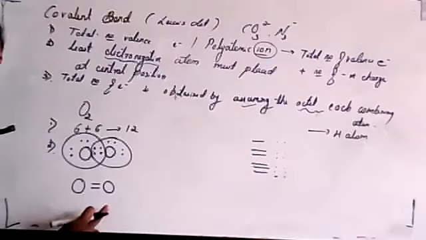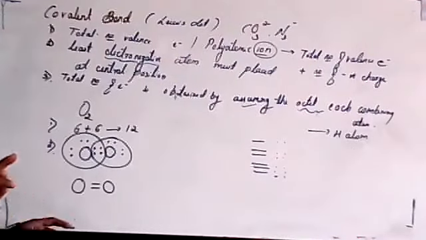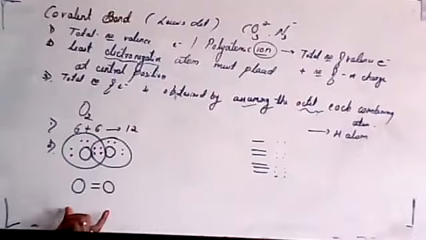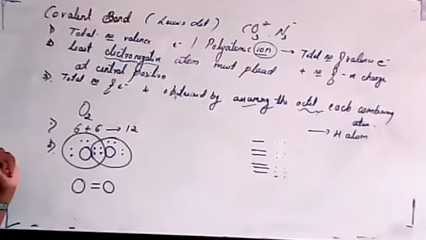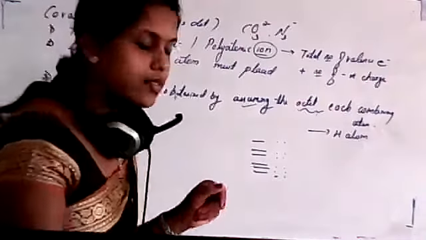Yes, 2 pairs, not 2 electrons. 2 pairs of electrons are shared between the 2 oxygens. Is this clear? Is this clear, students?